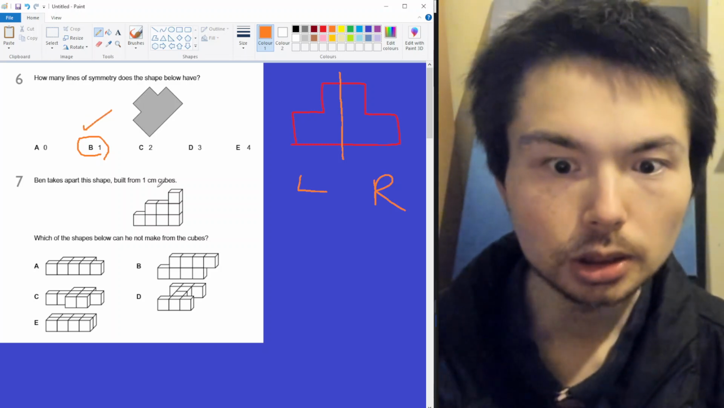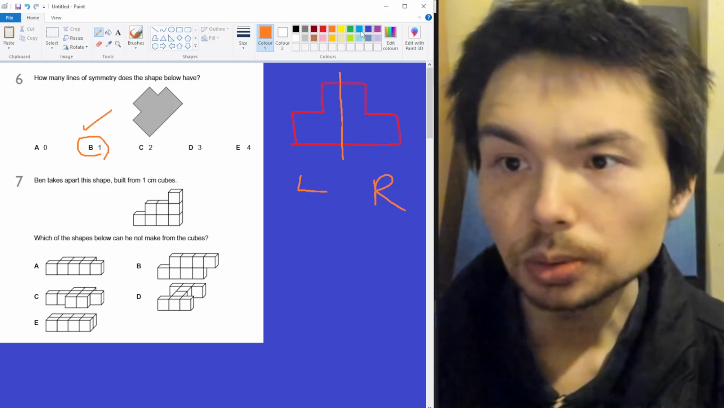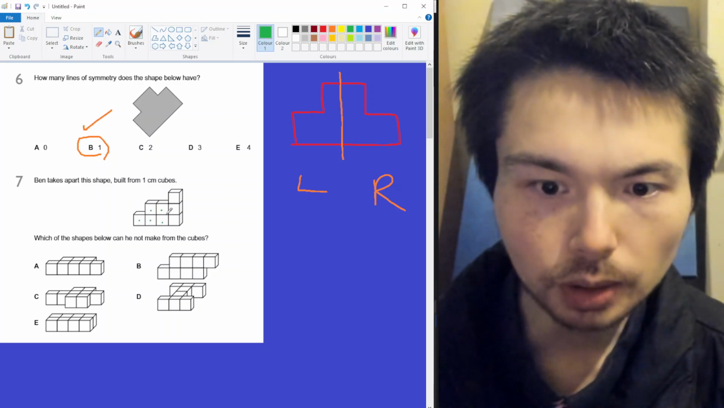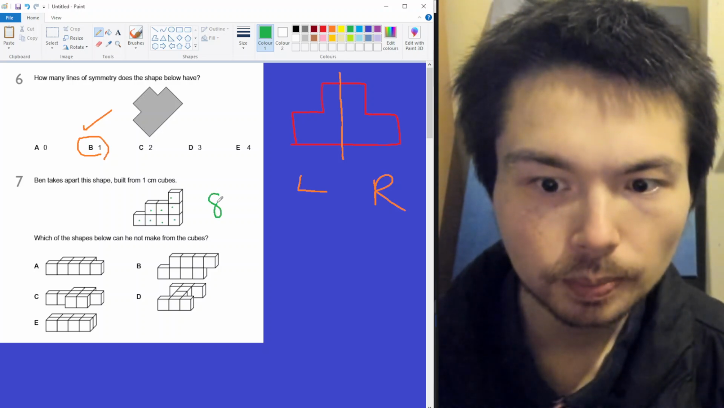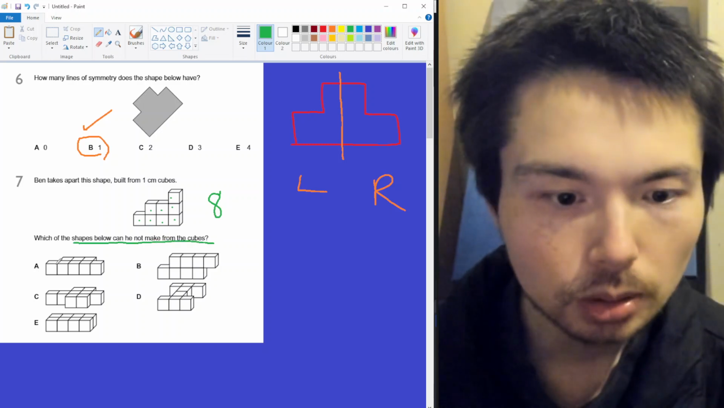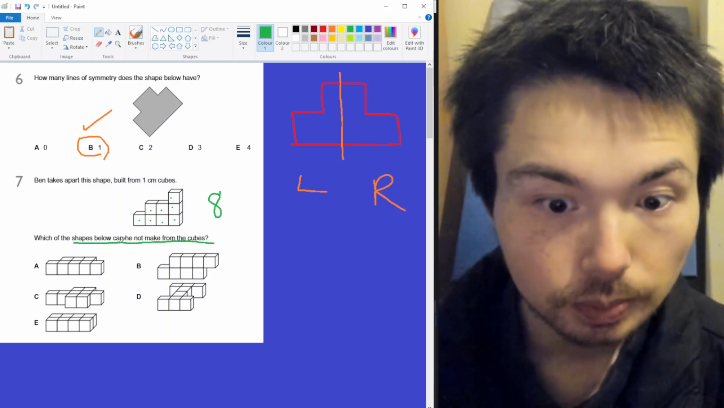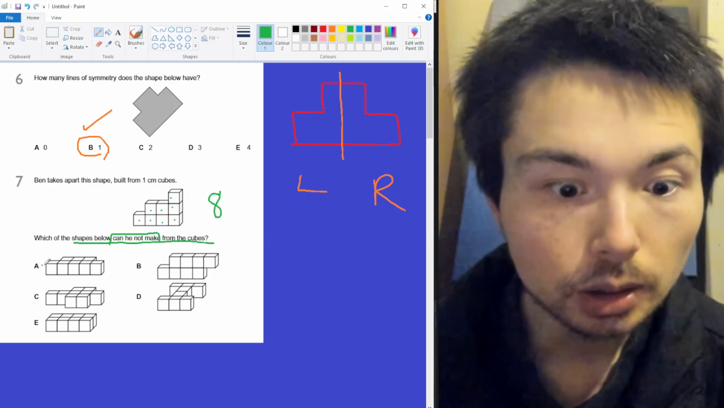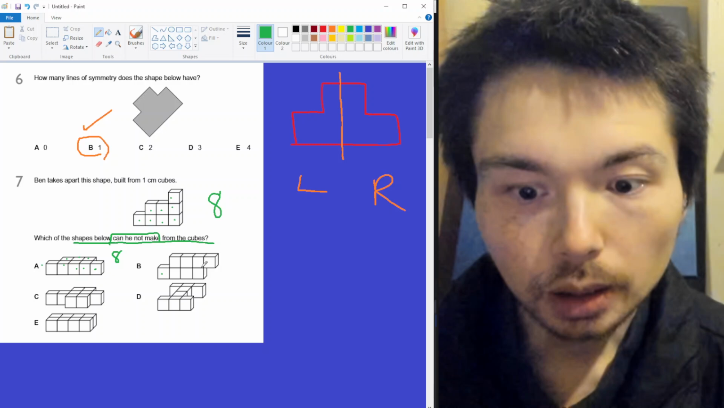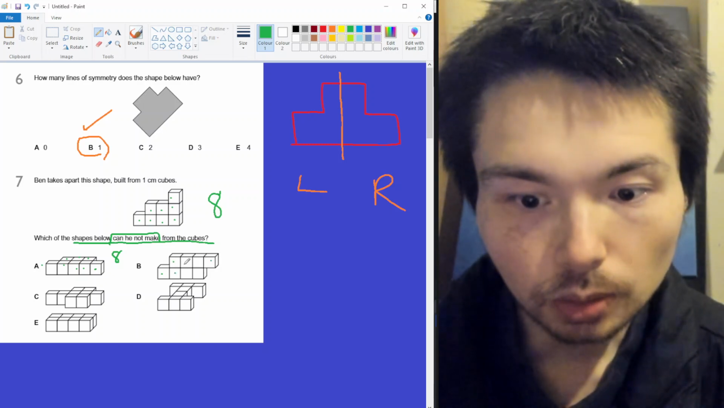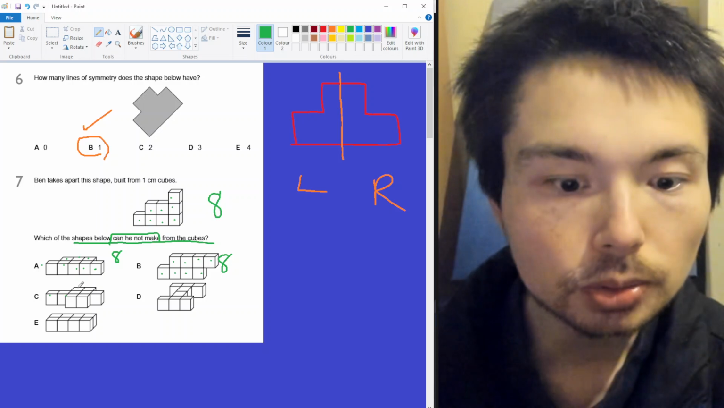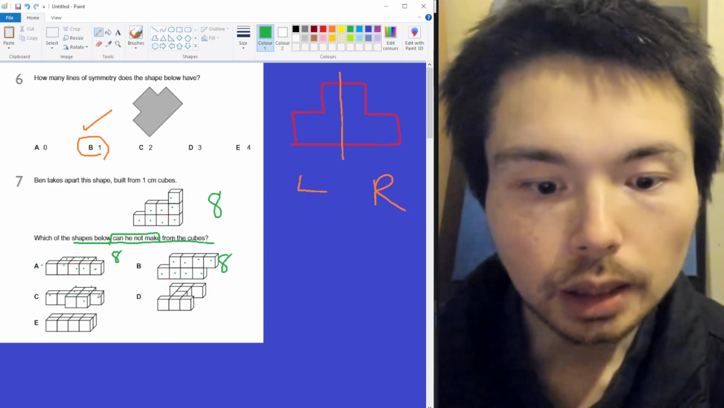Ben takes apart this shape built from 1 centimeter cubes. Whenever I see this, you need to count: 1, 2, 3, 4, 5, 6, 7, 8. Which of the shapes below can he not make? Let's count. 1, 2, 3, 4, 5, 6, 7, 8. Again 1 to 8. And this one, 1 to 9.